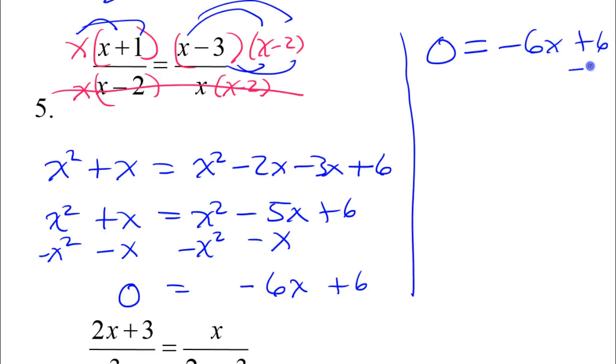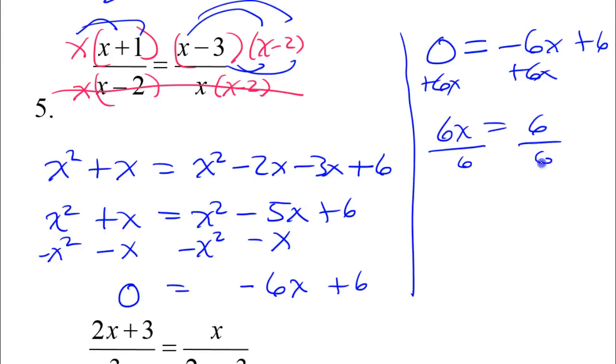So now I'm going to, you know what, I think I'll add 6x to both sides. All right, I'm going to move this over there. So I'm going to add 6x to both sides. So that'll give me 6x equals 6. And then I will divide both sides by 6. And I will get x equals 1.